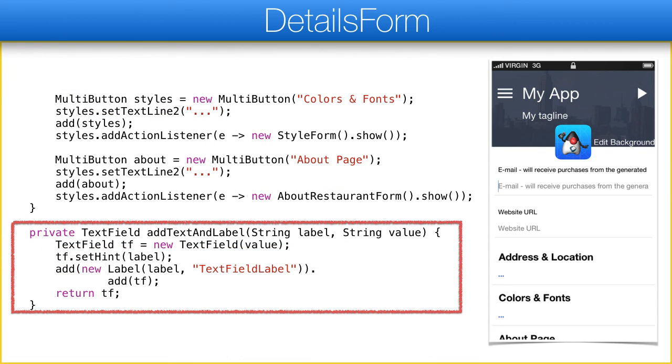As I mentioned before, the add text field and label method is relatively simple. It sets the hint and just adds the components into place.